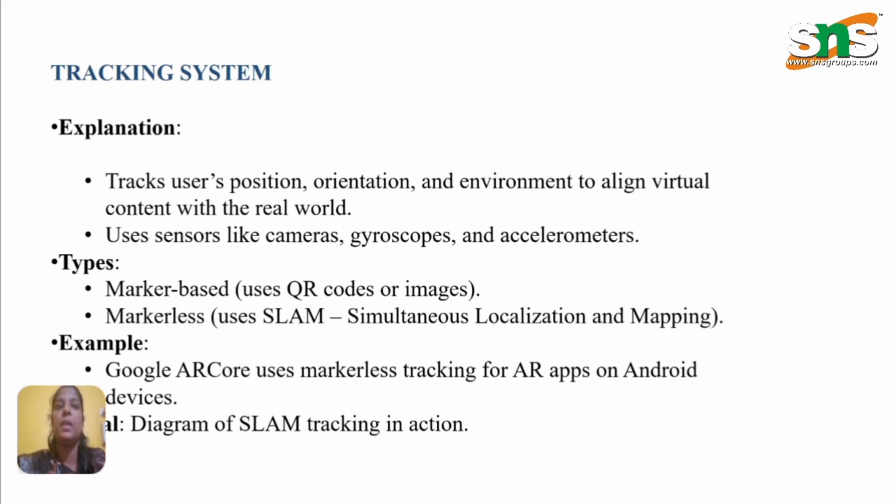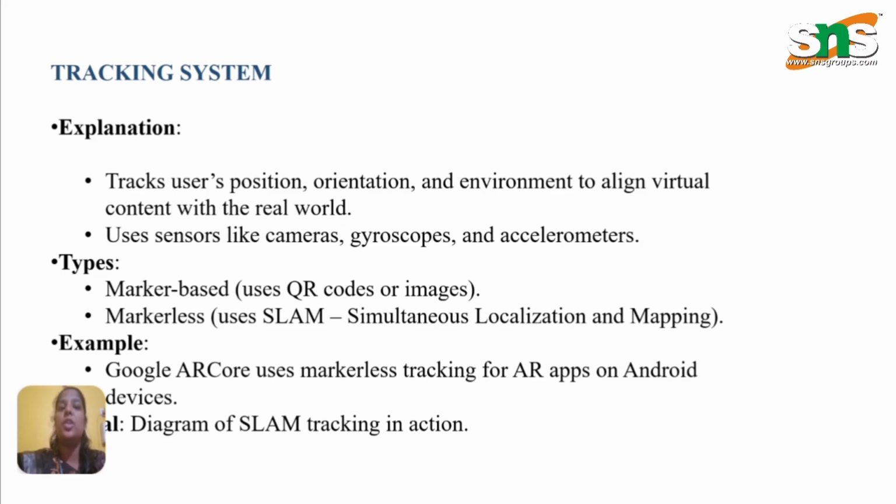There are two main types of tracking systems. They are marker based tracking and the other is markerless tracking. Okay, marker based tracking uses QR codes or image markers as reference points. When the camera recognizes a marker, it displays the virtual object exactly at that spot. The second is markerless tracking, which uses SLAM. SLAM is simultaneous localization and mapping.